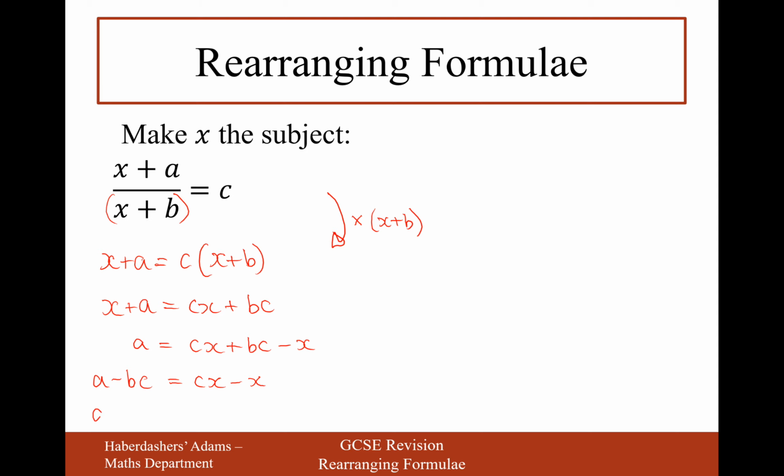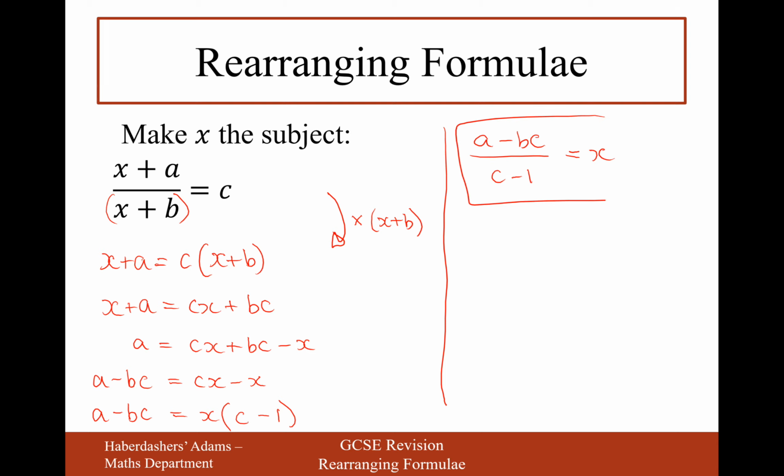And then I'll factorise, so it would be a minus bc equals x, and then in brackets it will be c for the first term, that will be minus 1 for the second term. And the final thing to do will be divide by the bracket, so it will be a minus bc divided by c minus 1 equals x. And there we are, that's the answer to this question.